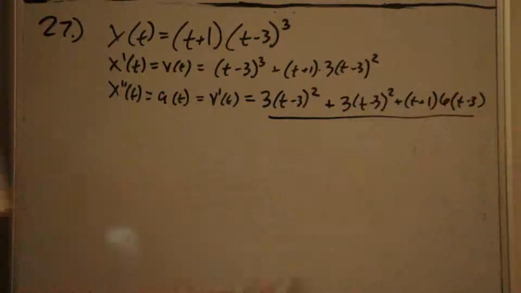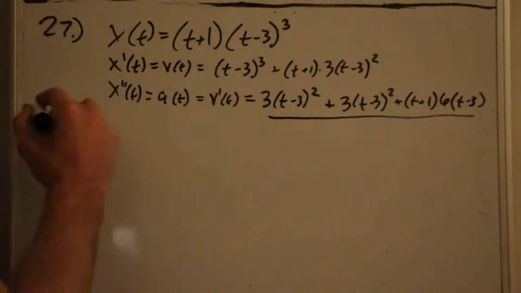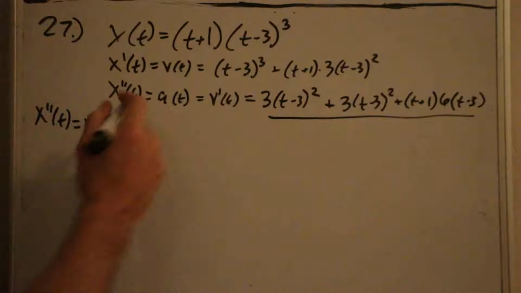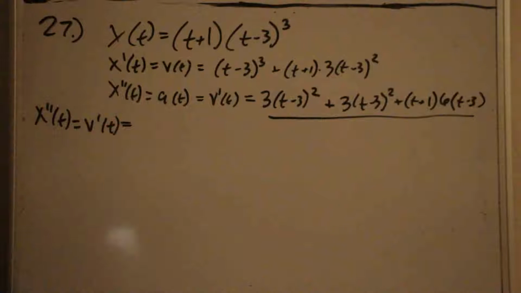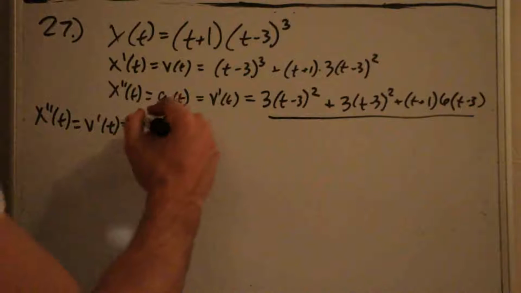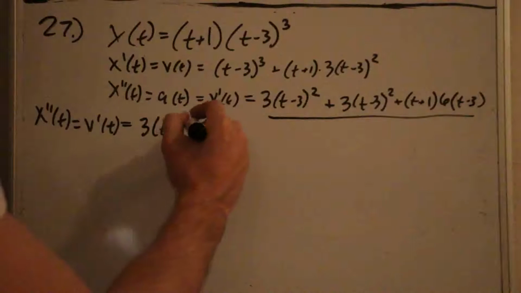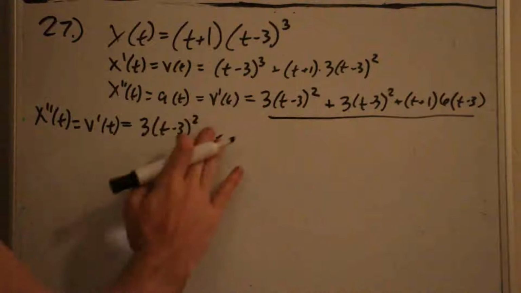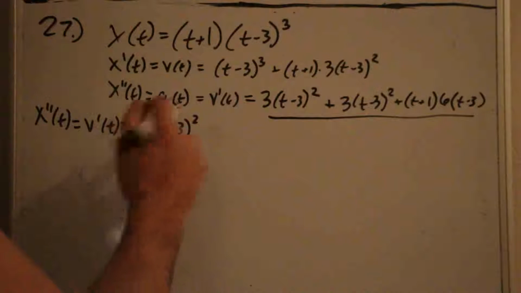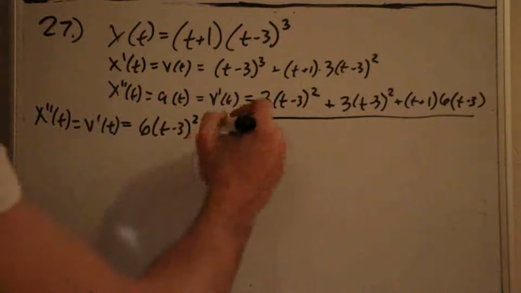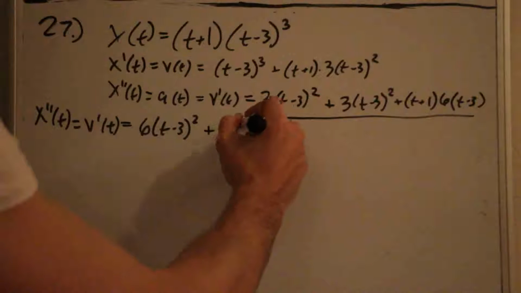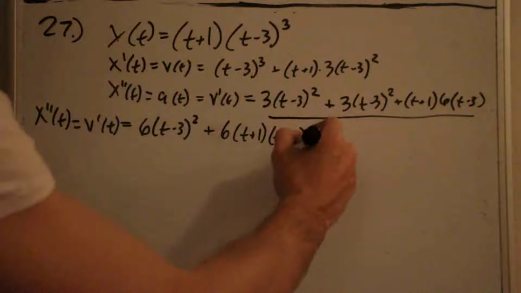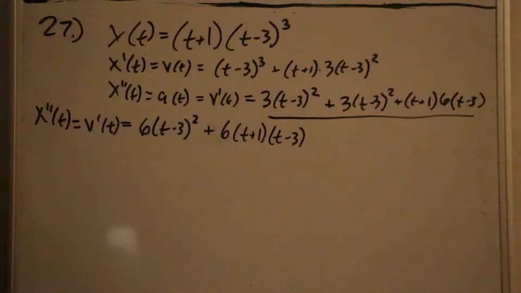So that is my second derivative, so I'm going to rewrite that better. x double prime of t, which equals my v prime of t, which is what I'm interested in, the slope of my velocity, to see where it's positive. I rewrite that as 3 times t minus 3 squared plus 3 times t minus 3 squared. Okay, well that's just 6 times t minus 3 squared plus 6 times t plus 1 times t minus 3. Okay, so I'm interested in where this is positive.